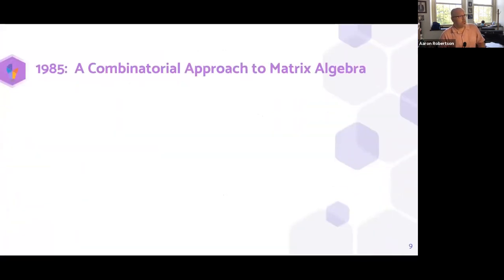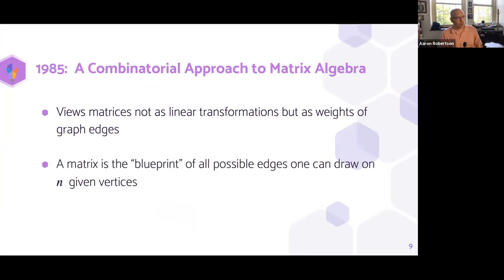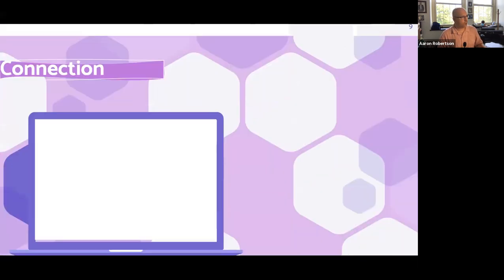Okay, so the next thread I found was in how he says he views matrices. So not as linear transformations, but as weights of graph edges. If you're familiar with Ramsey theory, this one should be pretty familiar. In this paper, he used two types of edges. So the edges have two particular colors.